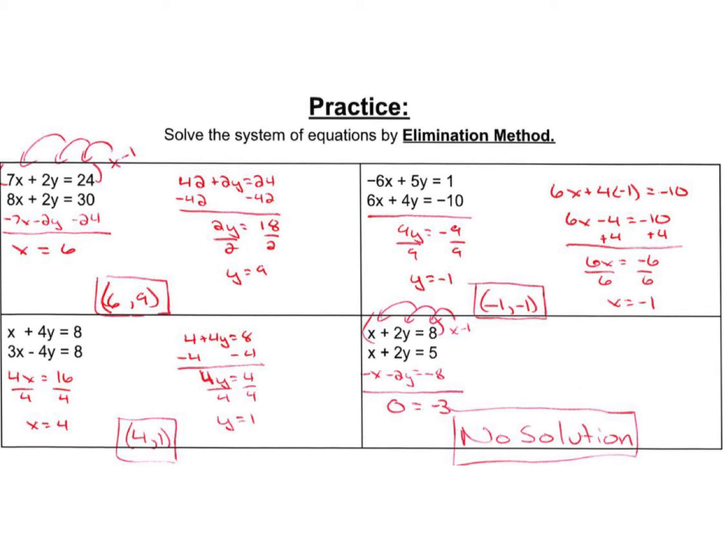And no, it does not. So this is going to take us back to one of our specials, that no solution. 0 does not equal -3. So that's going to tell us that these two lines are parallel. All right, let's take a look at some more.